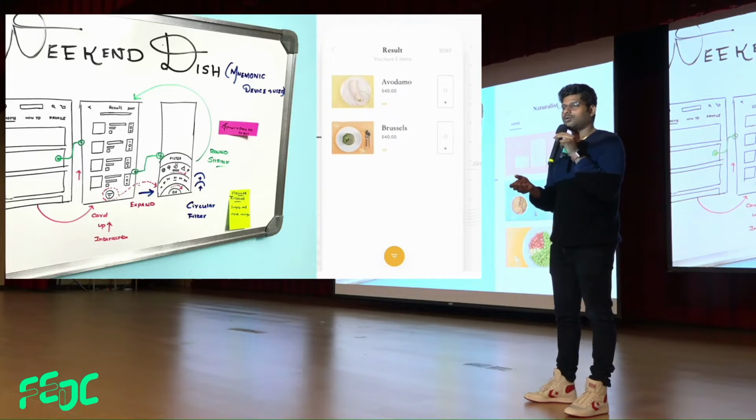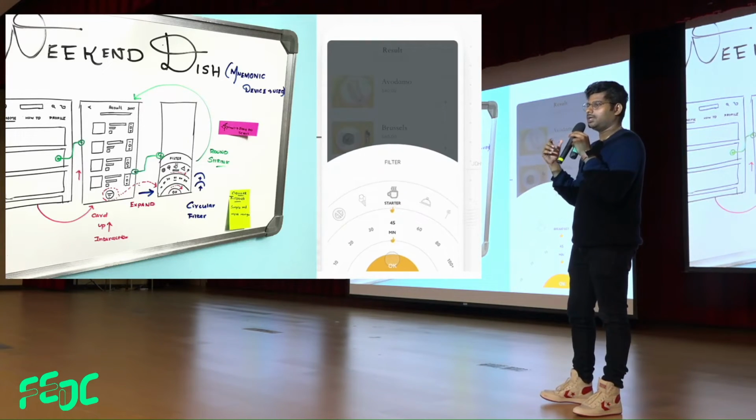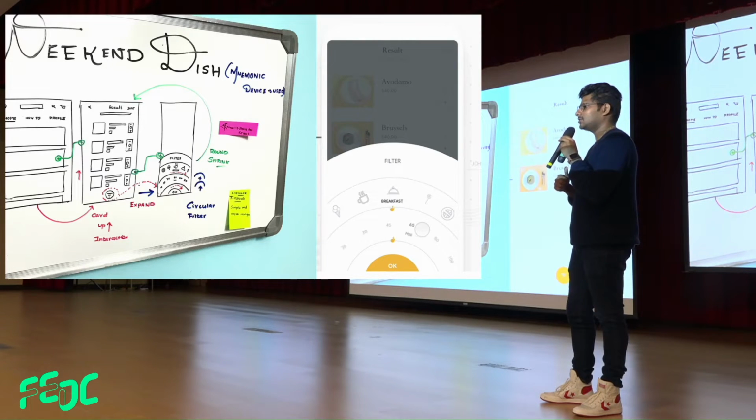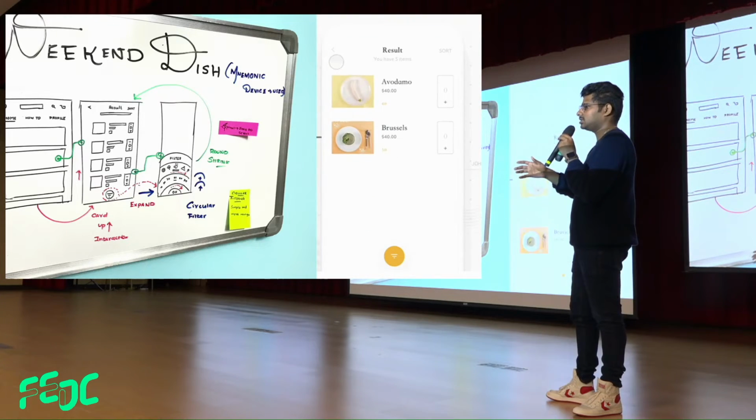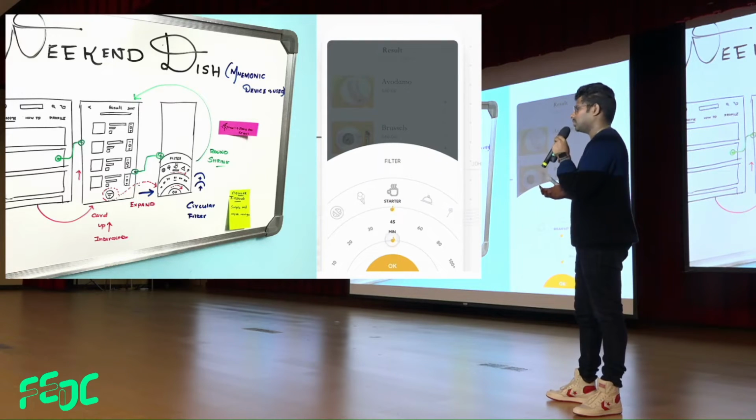Usually if you're ordering food, people will be like, okay, I want a sandwich, I eat only non-veg. This type of filtering action is common in all the apps. So how can we gamify this experience?